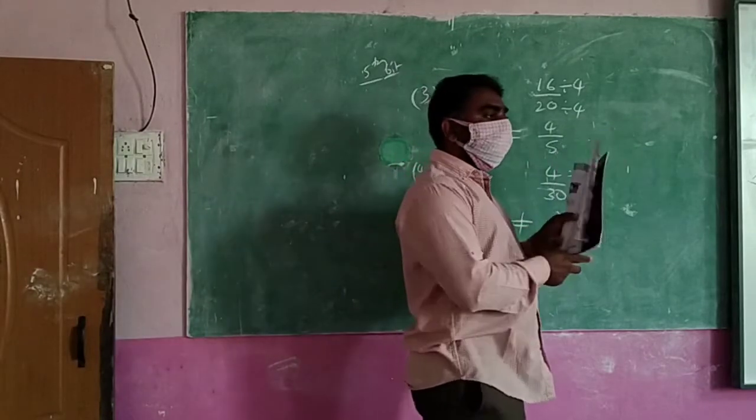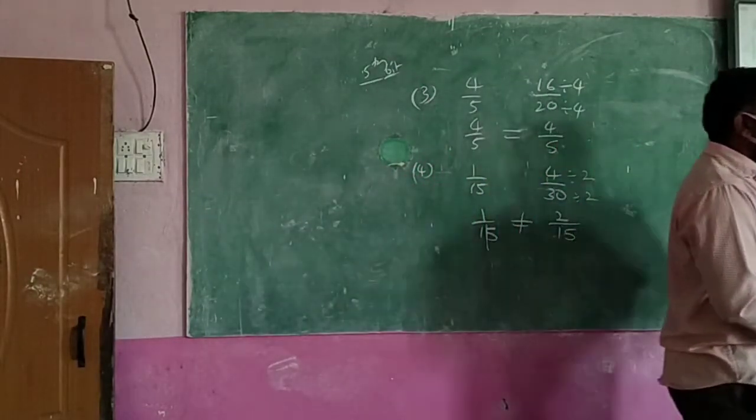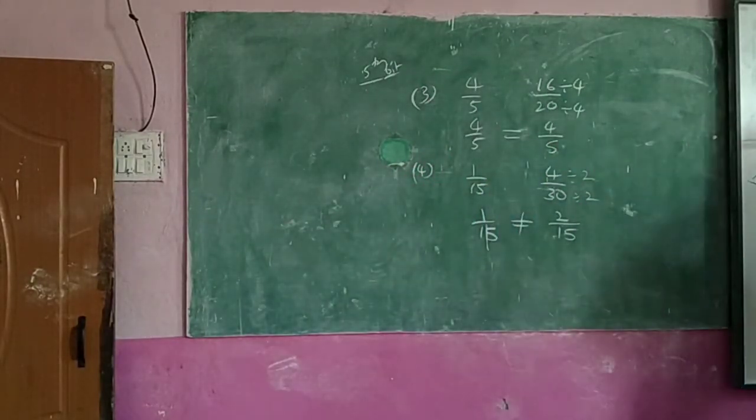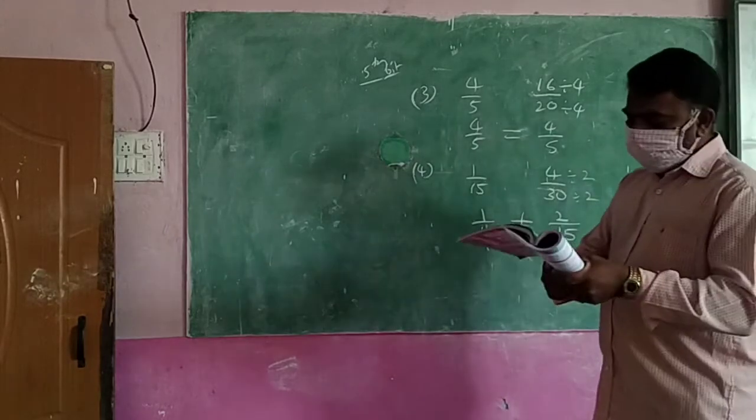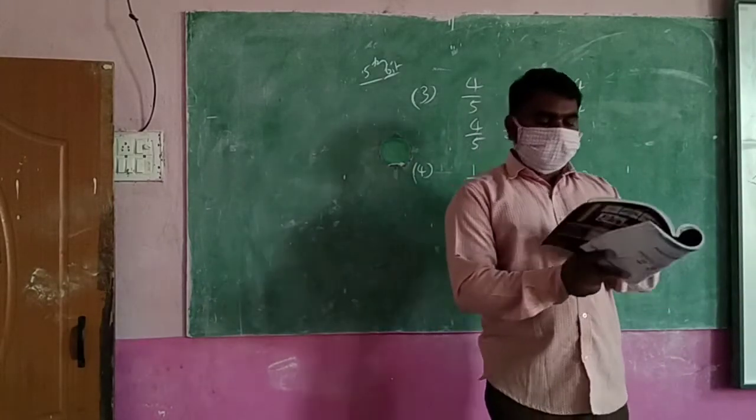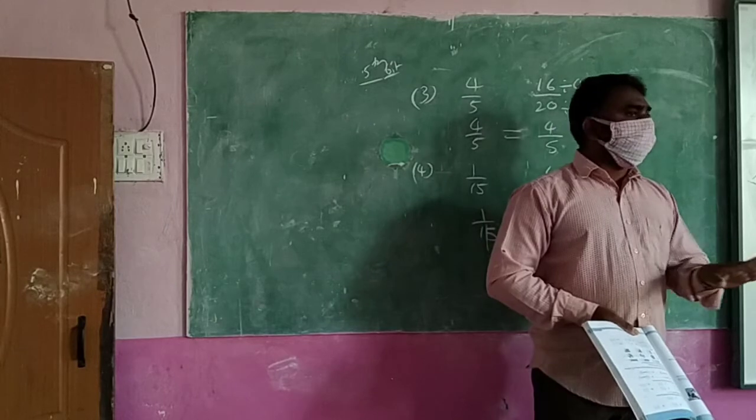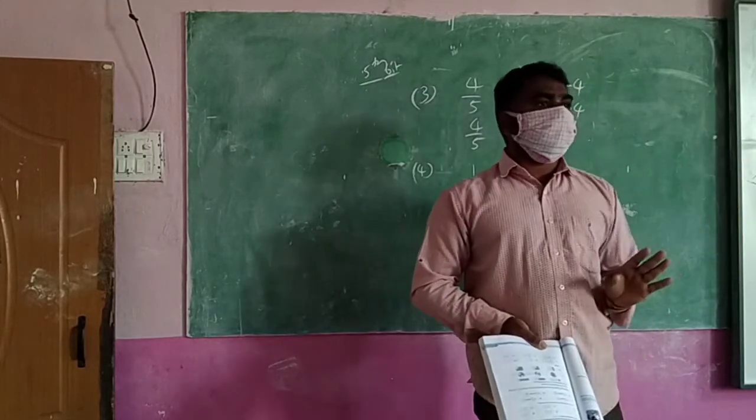Like fractions means what? Denominators are the same. Denominator means the down numbers are the same. These down numbers are all the same here. 1 by 18 plus 1 by 18. 8 by 15 plus 3 by 15. All are like fractions only. That's why directly you can add, directly you can subtract.